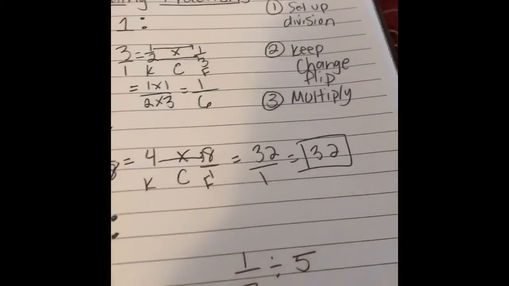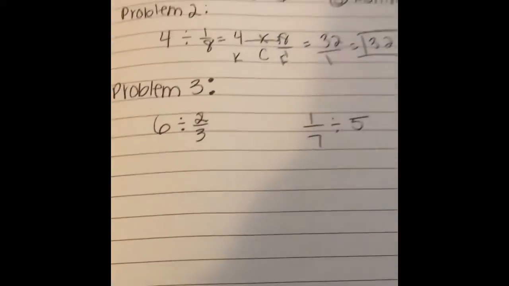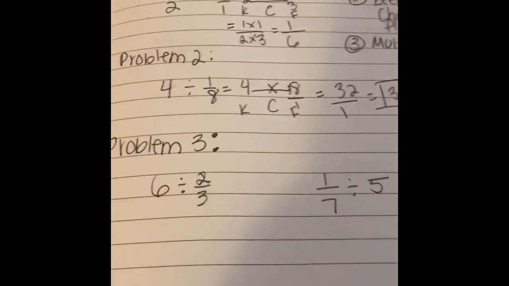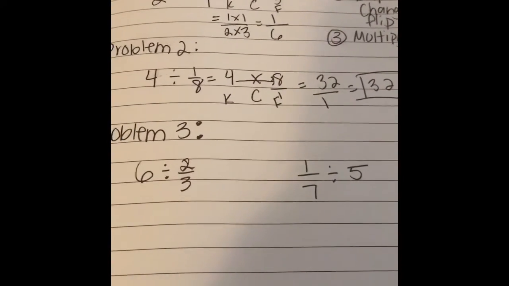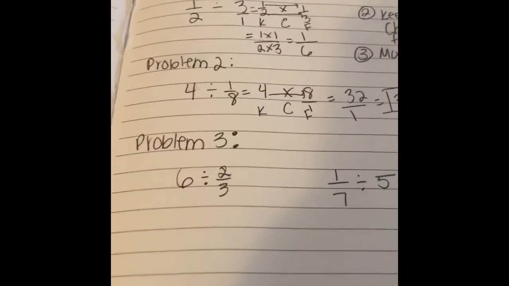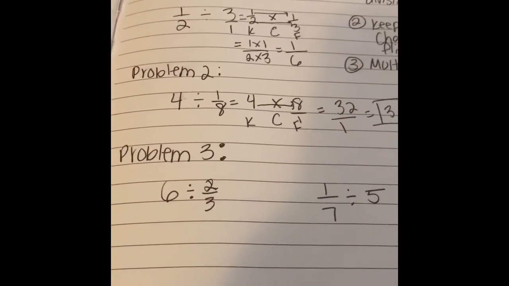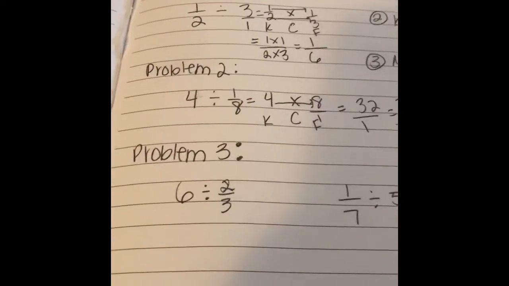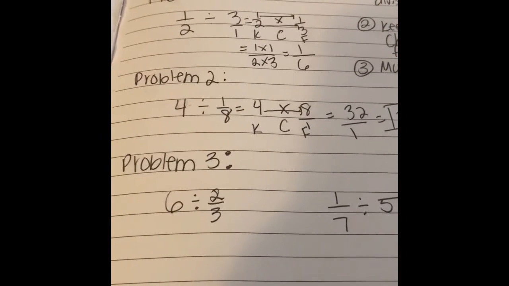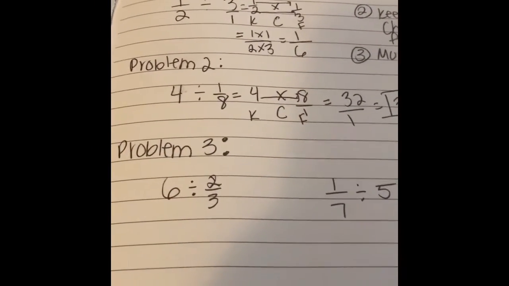I want you guys to go on ahead and try problem 3. You have 6 divided by 2/3, and then you have 1/7 divided by 5. I'm going to post problem 3 as a quick assignment just to see if you guys got the right answer. So you'll be able to just type your answer into the assignment and then submit it, and I can grade it.